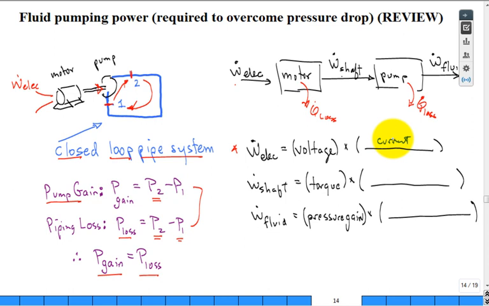Now, how about a shaft? This is where the mechanicals take charge, right? I have a rotating shaft. It's transmitting some torque in it. What is the shaft power? The torque, I've given you half the equation. What's the other half? Omega. What is omega? Rotational speed. It's this rotational speed, true? So this is our rotational speed.